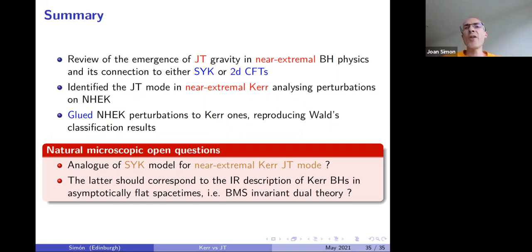I feel that there has to be a better way of presenting the result, but at least we have identified the JT mode. There should be a way to phrase this in terms of Goldstone modes, for instance. And another thing that I wanted to mention, more for GR-oriented people, is that our claims and our gluing with full Kerr, fortunately for us, reproduces the well-known results by Wald. So it seems that hopefully we didn't forget anything.